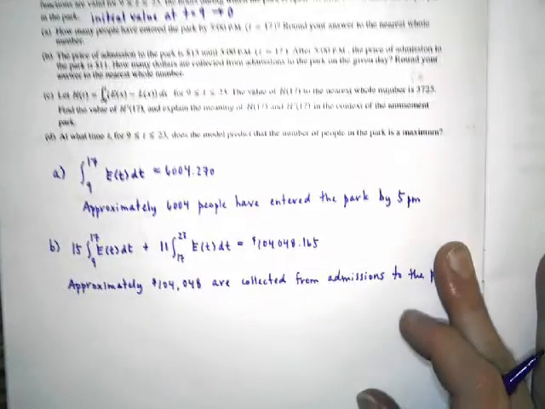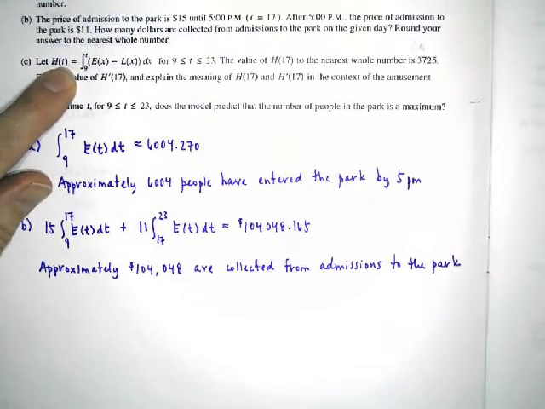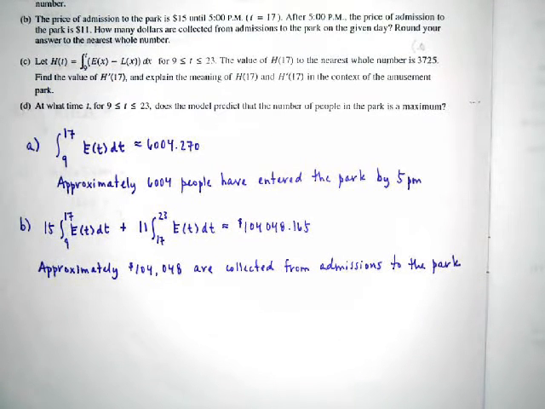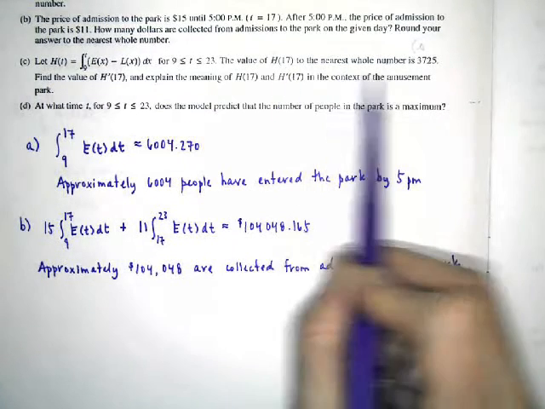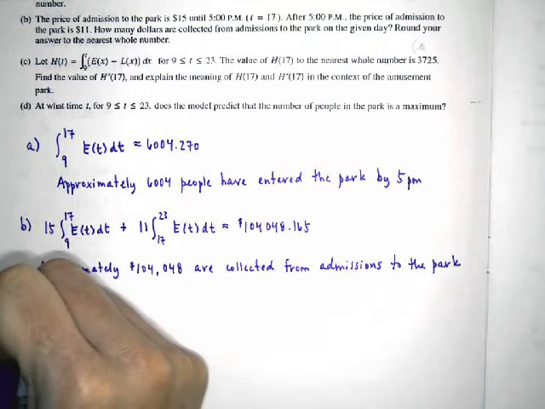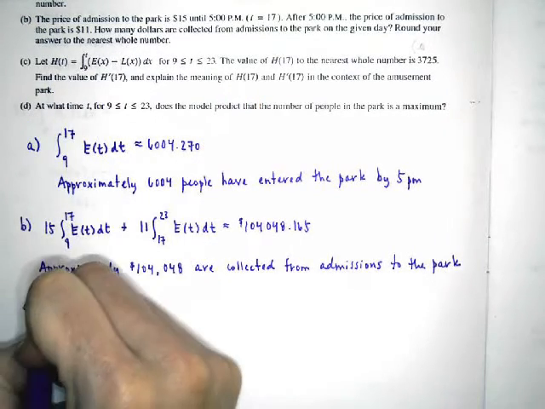Okay, so on to part C. So C is giving us another function. It's defining h of t as the integral from 9 to t of e of x minus L of x dx. It's actually telling us the value of h of 17 is 3,725. So we have to find the value of h prime of 17, and explain the meaning of h of 17 and h prime of 17 in the context of the amusement park. So first of all, let's think about h of 17.